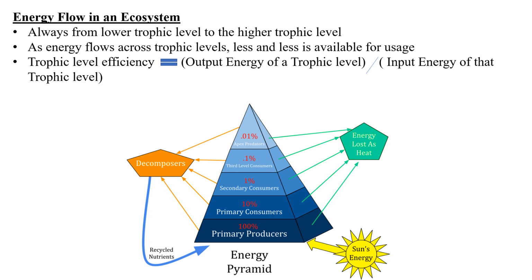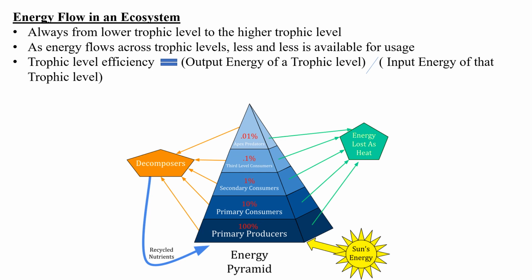That means that only very little energy is available to the next trophic level for effective usage. Usually the amount of such heat loss is almost 90%. That means the trophic level efficiency, or the output energy of a trophic level relative to the input energy received by that trophic level, is generally only 10%.